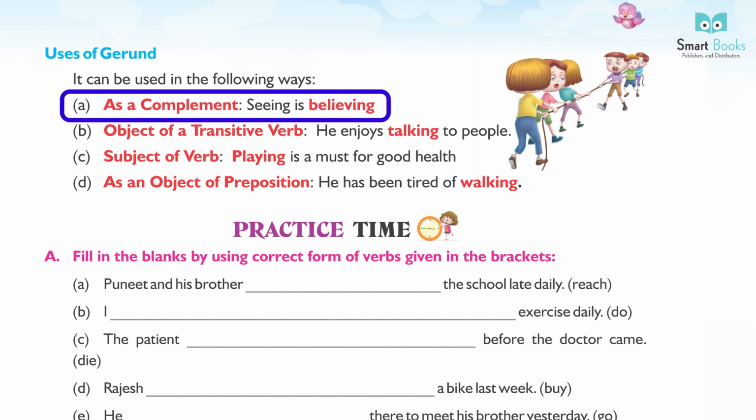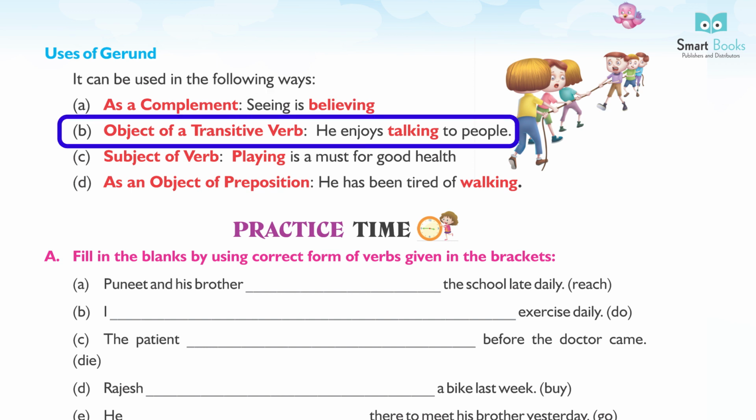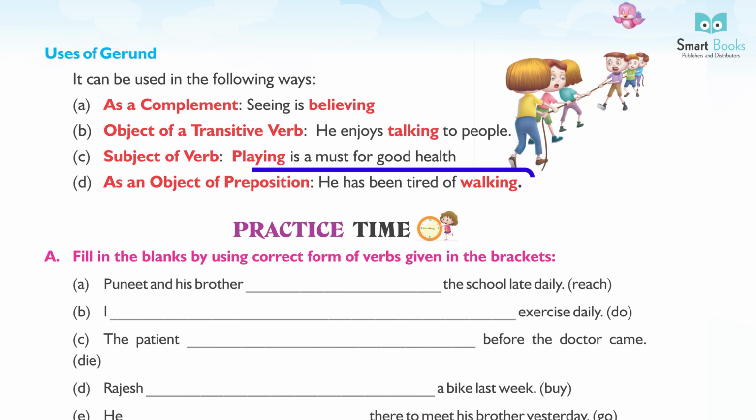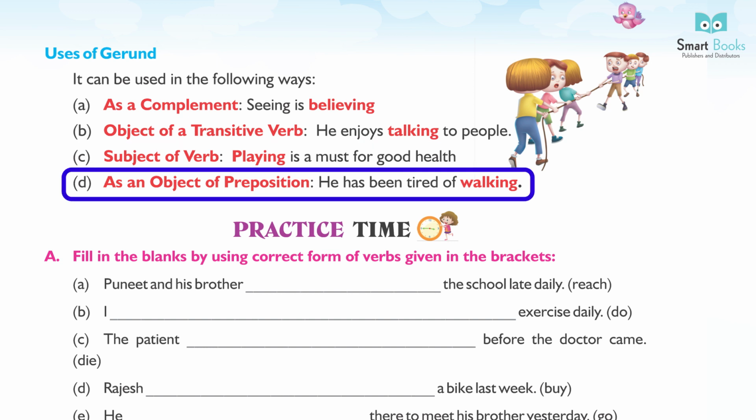A. As a complement: seeing is believing. B. Object of a transitive verb: he enjoys talking to people. C. Subject of verb: playing is good for health. D. As an object of preposition: he has been tired of working.